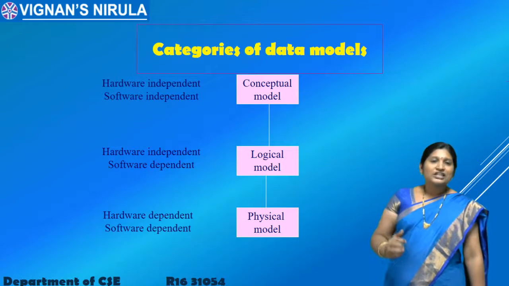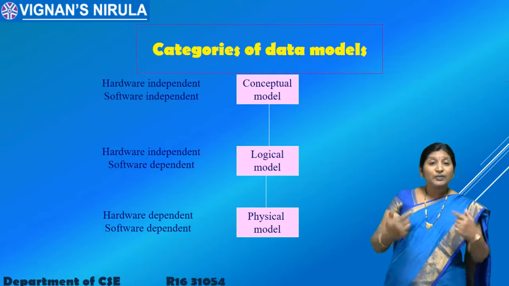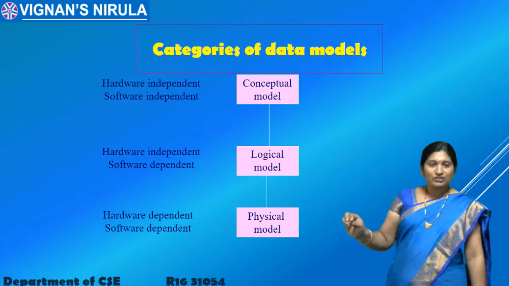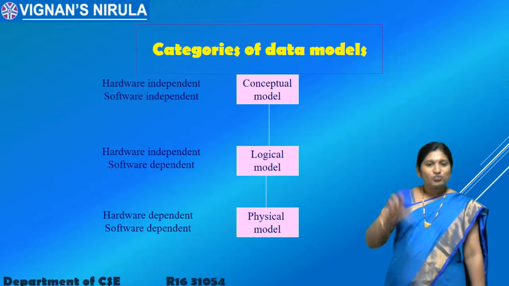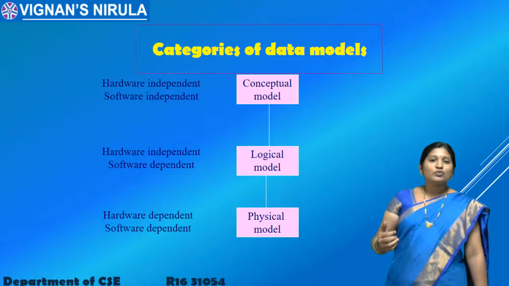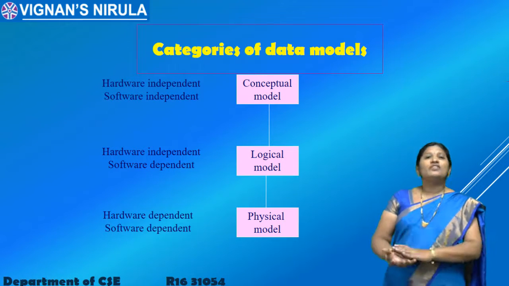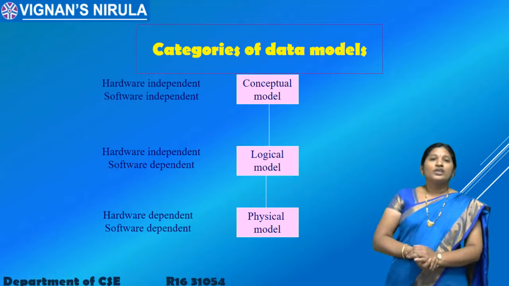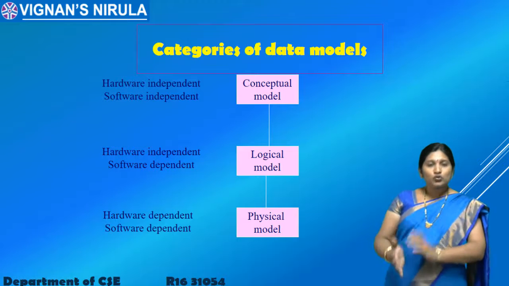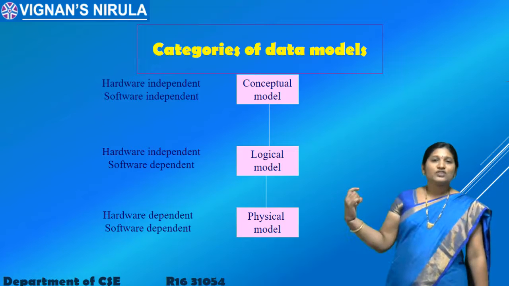In the case of the logical data model, they are hardware independent but software dependent. Depending upon the particular platform or the operating system we are using, we need to choose the particular logical model. But once we have chosen the logical model, it is hardware independent. The next category is the physical data model, which is both hardware dependent as well as software dependent. Depending upon the hardware and software we are utilizing, we need to choose the particular physical data model. So these are the categories of the data model.